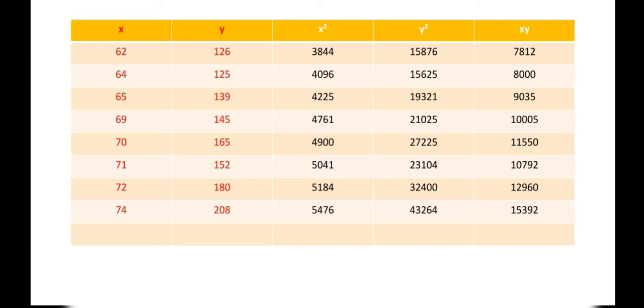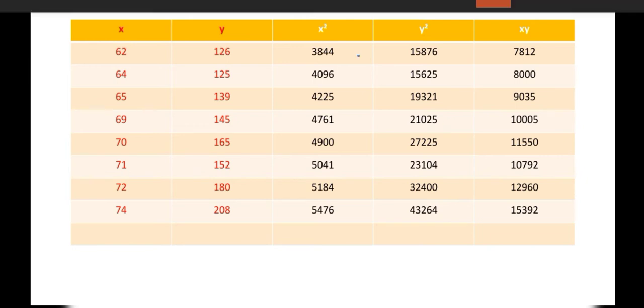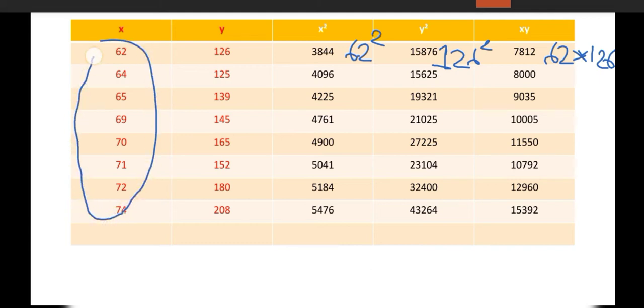So on calculating, we will get these values. The square of 62, which is 3844. Then here, this is the square of 126. And this is 62 into 126. After finding all these values, you need to add these values.